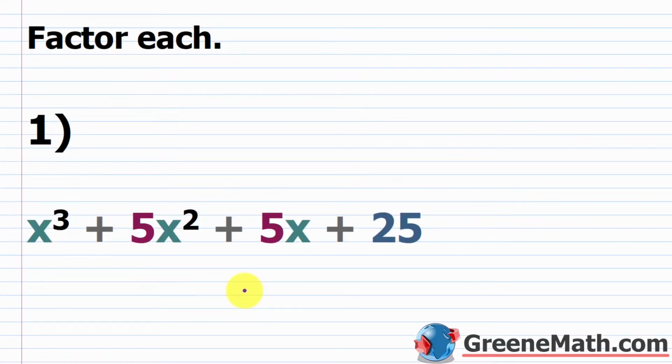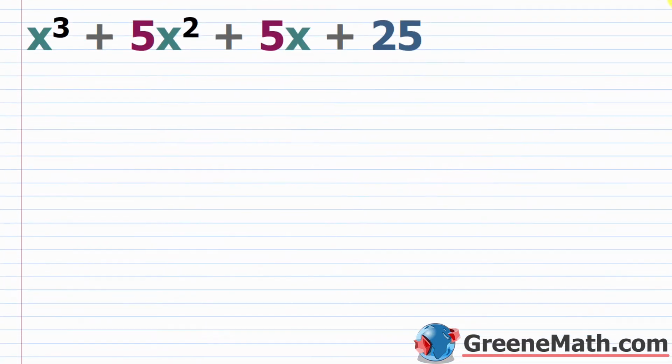All right, let's look at our practice test. So we're told to factor each, and for the first problem, we're going to be looking at x cubed plus 5x squared plus 5x plus 25. So what we're going to be doing here is using the factoring by grouping method. The first thing you want to do is check to see if your greatest common factor for these four terms here is not 1, then you want to pull it out. In this case, it is 1, so we're going to skip that.